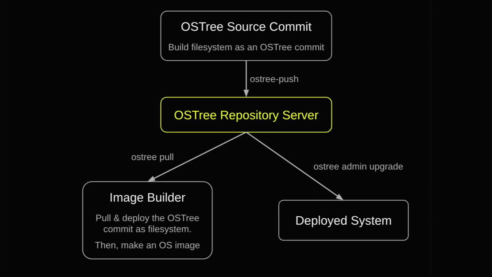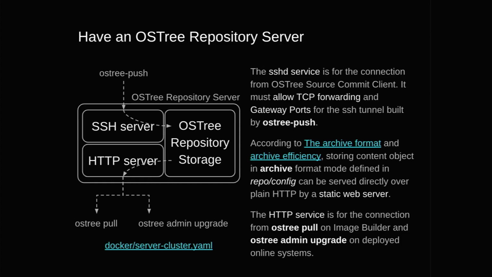Let's talk about the OSTree repository server first. It is composed of 3 parts. It has 2 surfaces. One is the SSH server, and the other one is the HTTP server. The SSH server is for the connection from the OSTree source commit client. It must allow TCP forwarding and gateway ports for the SSH tunnel built by OSTree push, which means OSTree push goes via the SSH, and then the OSTree commit will be written into the OSTree repository storage.